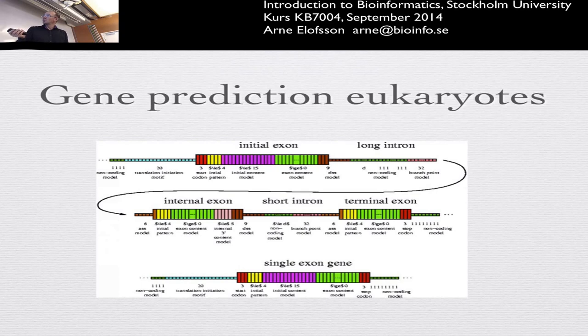So what you do in many cases nowadays is compare to other genomes, because this shows selective pressures. If these parts are conserved much more than these are, so you compare mouse to humans, and if the exons look the same, etc., then it's more likely that it's an exon than an intron.